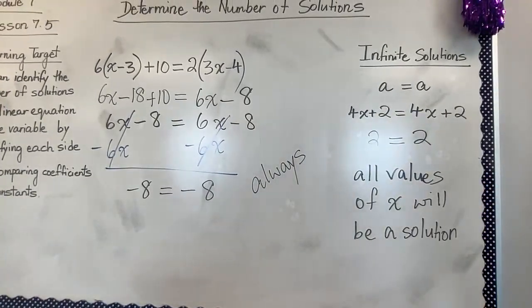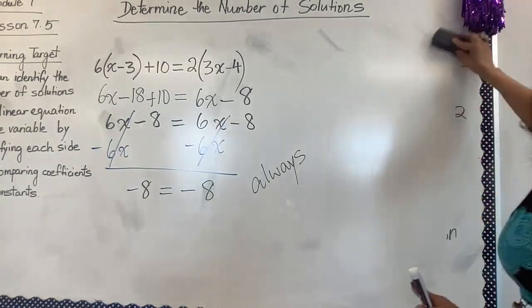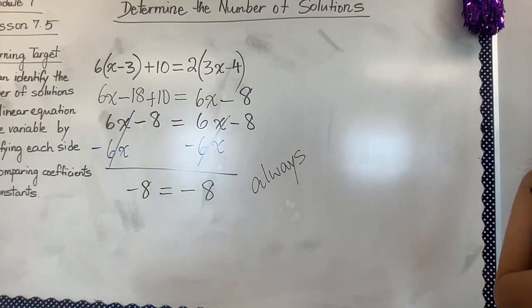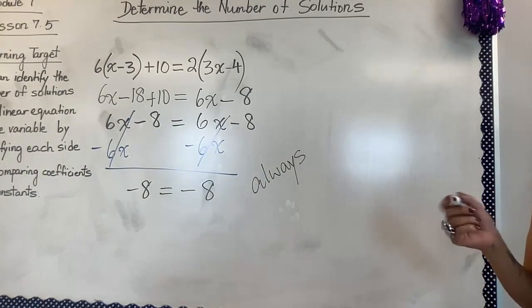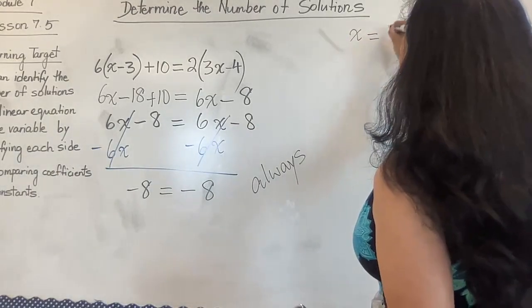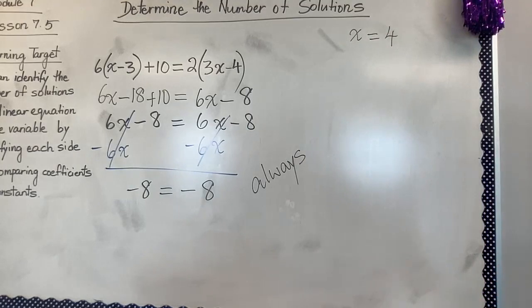Okay, in order to check the solution, we can replace x with any value. So as I said, negative 8 is equal to negative 8. So I am going to give any value to x. Let's say I'm just going to choose 4. Let's say x is equal to 4. You can give any value. Okay, and then replace that into the equation.